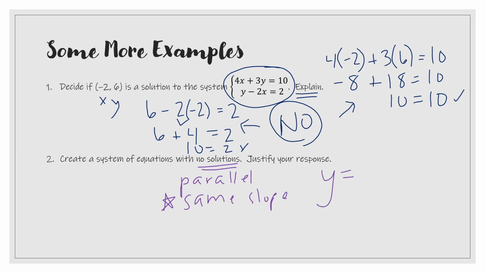So I can write two things in y equals mx plus b. Let's say my slope is 1/2 x. I can make this whatever I want, minus 7. And then the second equation, as long as I have the same slope and I have a different y-intercept, then this system would have no solutions.